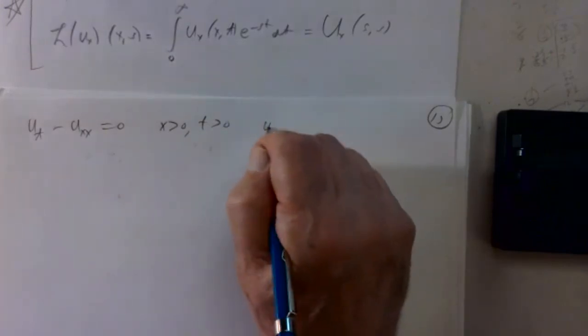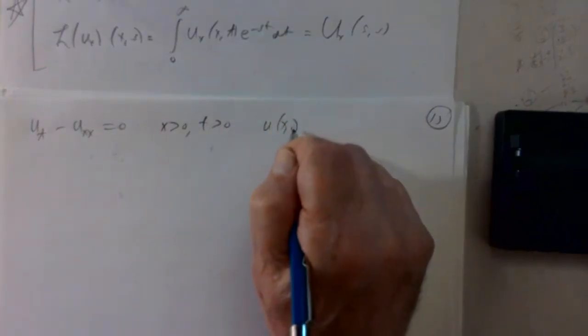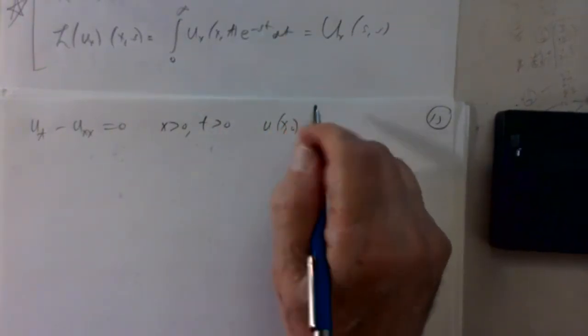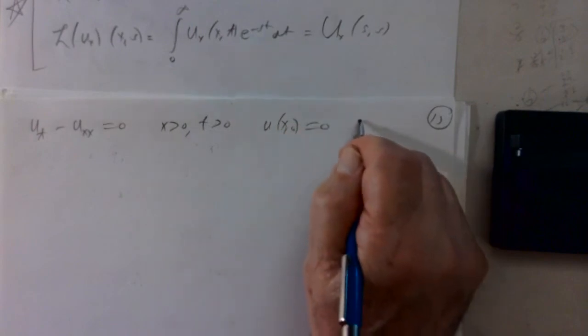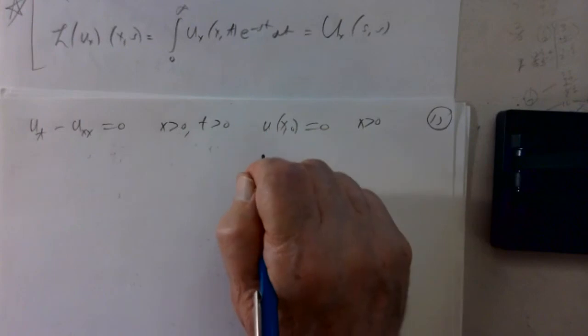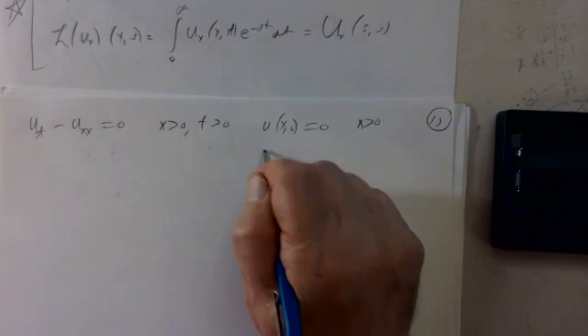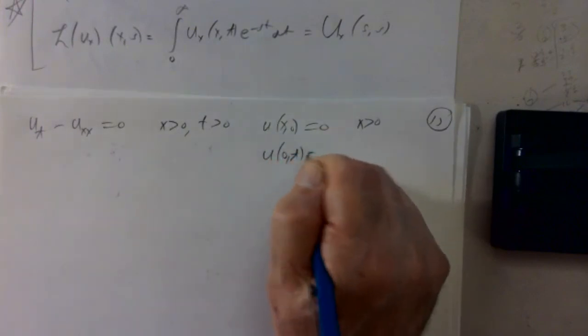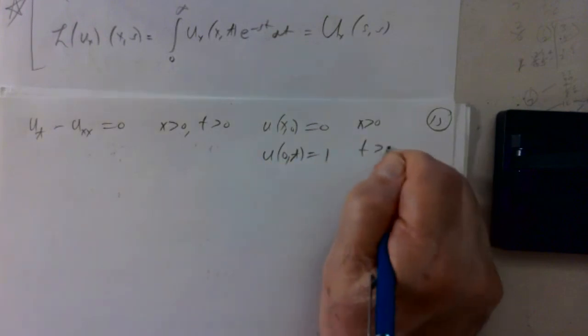And we have the initial condition that at time 0, u of x, 0 is equal to 0. This is for x greater than 0. And the boundary condition is that the left-hand boundary, u of 0, t, is equal to 1 for all t greater than 0.